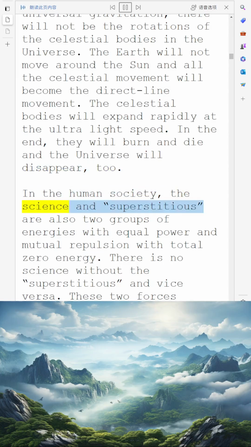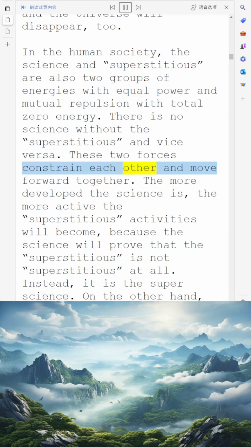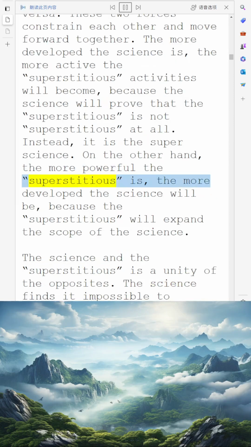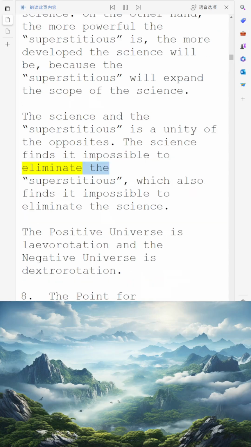In the human society, the science and superstitious are also two groups of energies with equal power and mutual repulsion with total zero energy. There is no science without the superstitious, and vice versa. These two forces constrain each other and move forward together. The more developed the science is, the more active the superstitious activities will become, because the science will prove that the superstitious is not superstitious at all. Instead, it is the superscience. On the other hand, the more powerful the superstitious is, the more developed the science will be, because the superstitious will expand the scope of the science. The science and the superstitious is a unity of the opposites. The science finds it impossible to eliminate the superstitious, which also finds it impossible to eliminate the science.